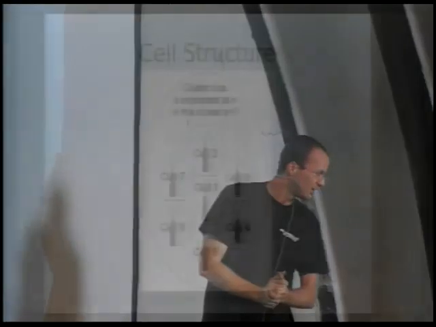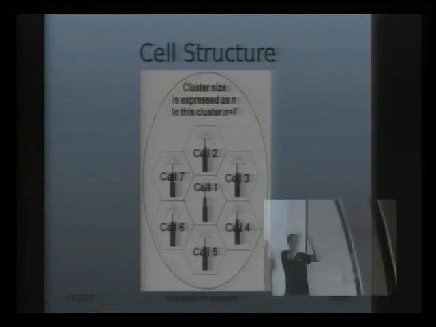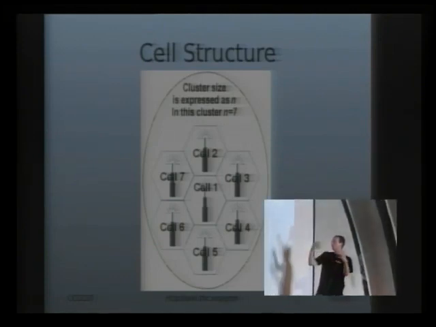GSM uses base stations, and you probably have seen them when you look around and see these antennas. These base stations are combined into clusters, and each base station has a maximum reach of 35 kilometers.